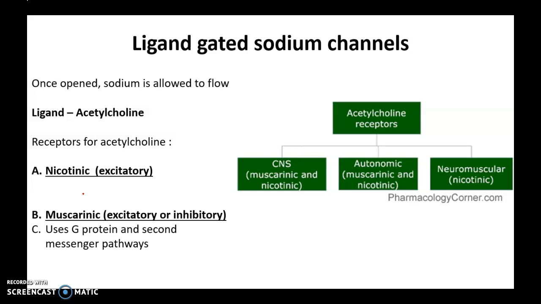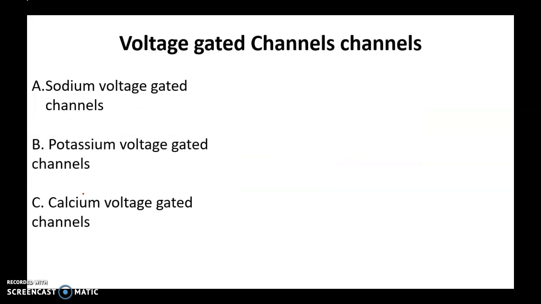So where do we find acetylcholine receptors? In the CNS, we have both muscarinic and nicotinic receptors. In the autonomic nervous system, we have both muscarinic and nicotinic receptors. And in the neuromuscular junction, we only have nicotinic receptors. All right. We also talked about the sodium, potassium, and calcium voltage-gated channels, so I'm not spending more time on this.